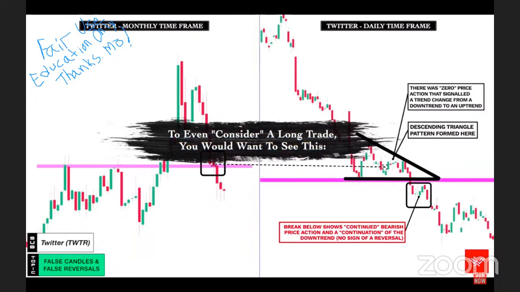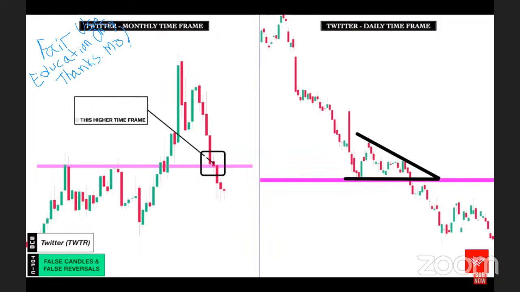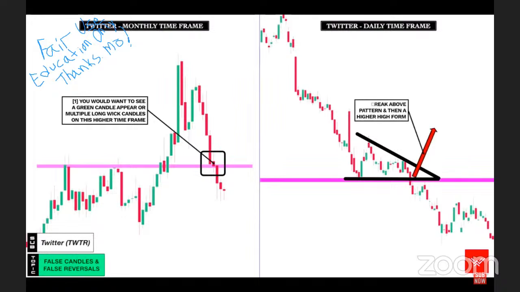Before even considering a counter trend entry against a very strong downtrend, you would have wanted things like a green candle to appear or multiple long wick candles to form on the higher monthly time frame on the left. Then a break above the pattern here and a higher high on the daily. And then after all that, based on the price action setup, begin considering a long entry through the lower intraday timeframes.